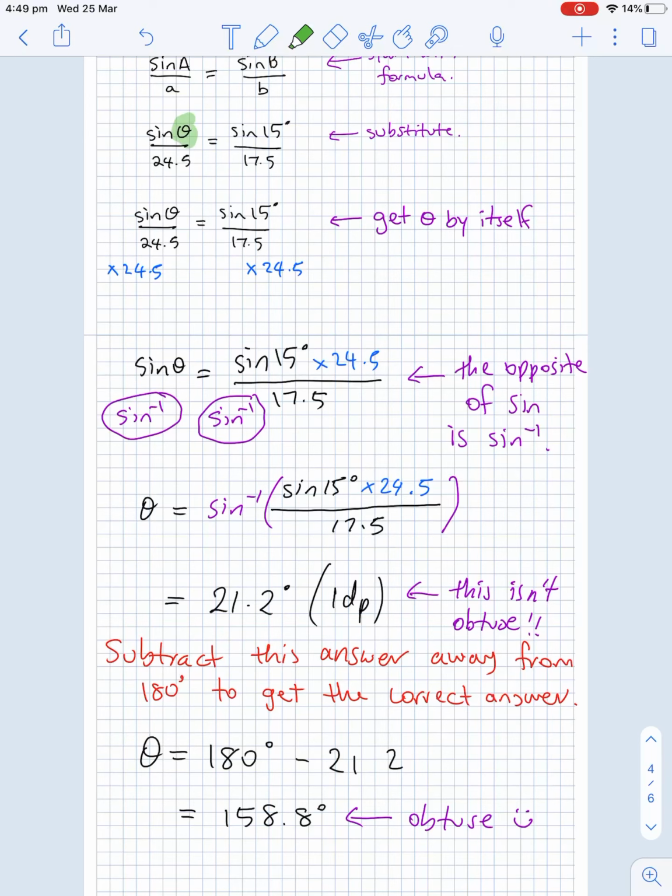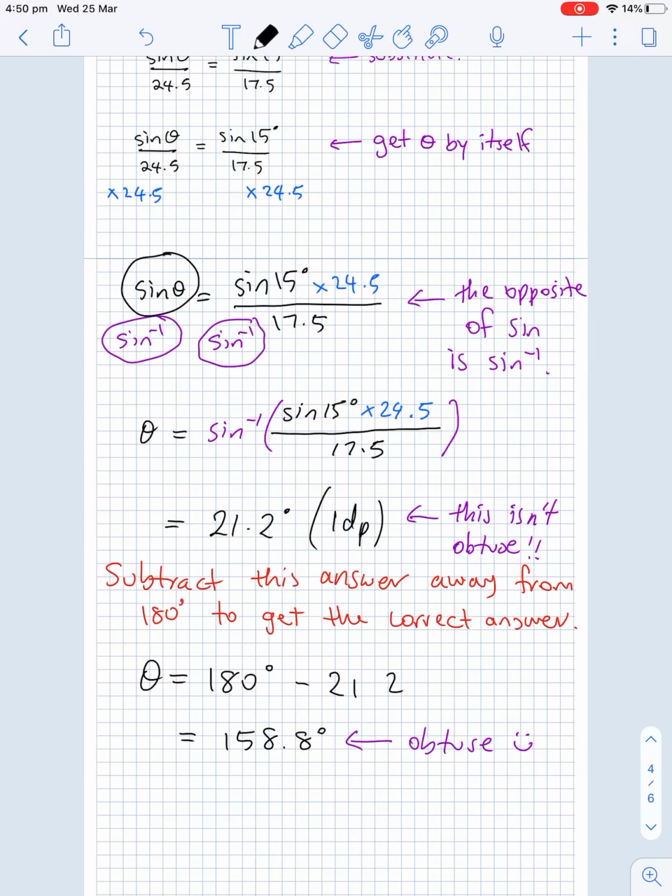And now we have to think to ourselves, how do we get this theta by itself? So we have to get rid of the 24.5 by multiplying both sides by 24.5. That means that will cancel, leaving us over with just sine theta. And remember, the 24.5 goes up the top, it doesn't multiply the bottom.